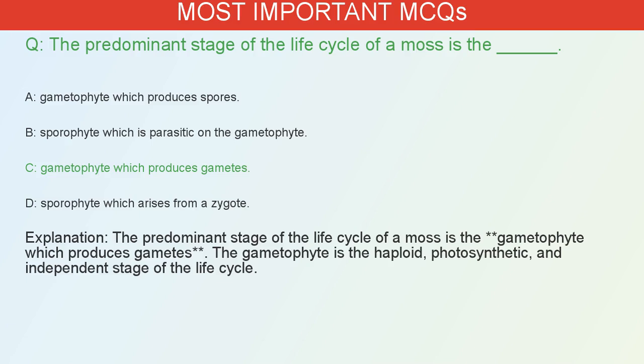The correct answer is C. The predominant stage of the life cycle of a moss is the gametophyte which produces gametes. The gametophyte is the haploid, photosynthetic, and independent stage of the life cycle.